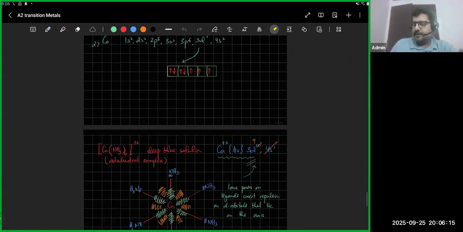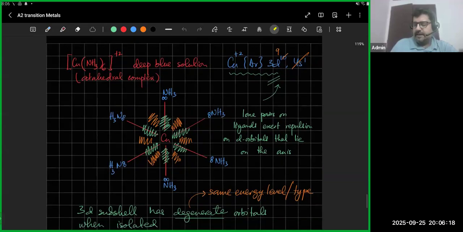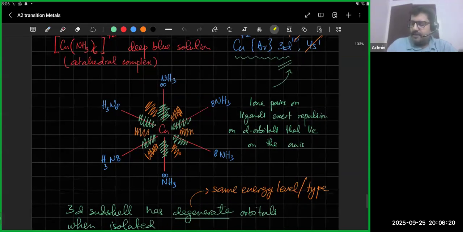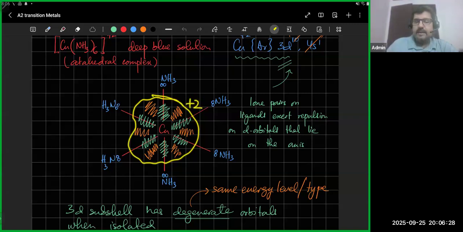This is what we did last time. When a copper ion, and this is the d-subshell, so let's assume this is the copper plus 2 ion, and the d-subshell is inside it. There would be areas where the electron density of the d orbital would be between the axes, and there are some d orbitals where the electron density is lying on the axis. So the d-subshell is split into two sets. So let me just circle this.